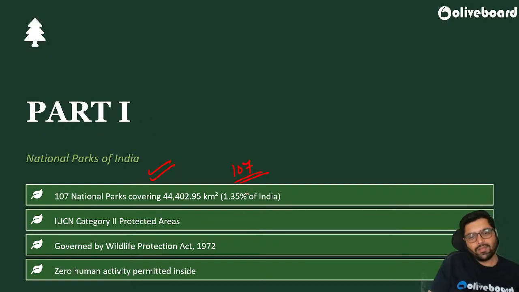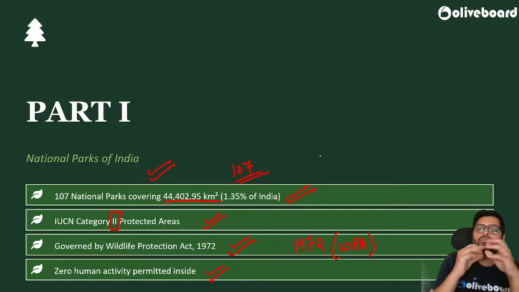National parks cover an area of 44,402 square kilometers. That is 1.35% of India. Correct? IUCN category, please pay attention here. It is 2. IUCN protected status is 2. We will have a look about it. Why I'm highlighting it, you'll get to know. The statute is, it is governed by the Wildlife Protection Act 1972, WPA. Correct? Wildlife Protection Act 1972. Zero human activity is permitted.